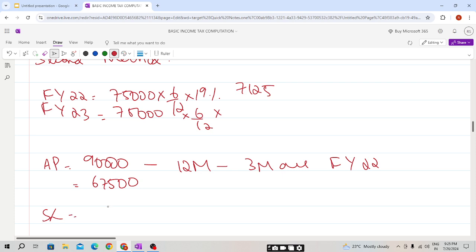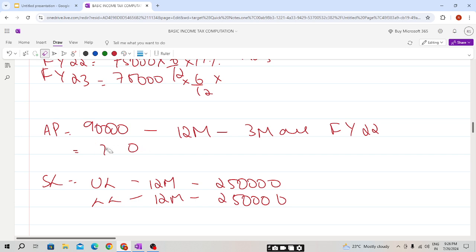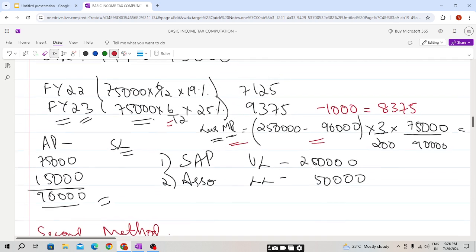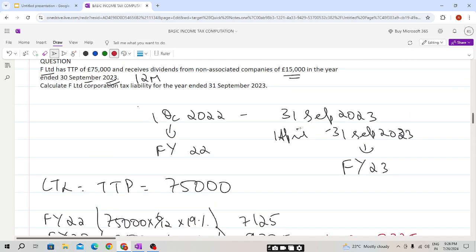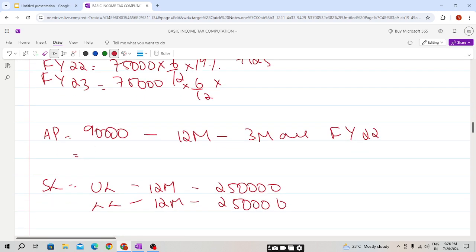The statutory limits, the upper limit and lower limit, are for 12 months. But students, 90,000 into 6 divided by 12. The augmented profit will be 45,000, because here it is only a 6 months period. Here it is 30th September, only 6 months. I hope this is clear. So for 6 months, it will be 45,000.